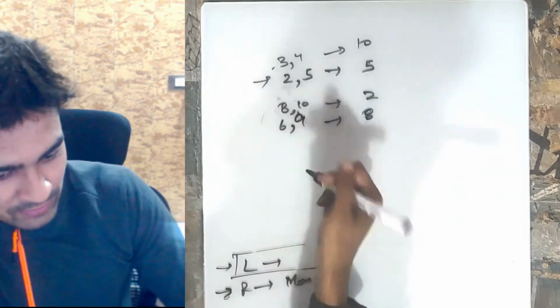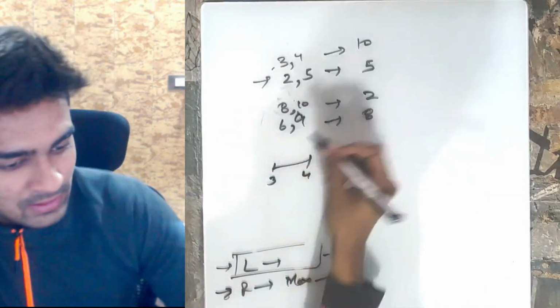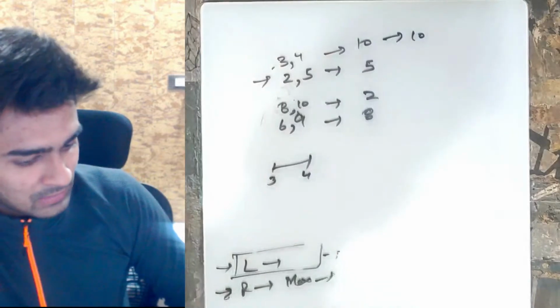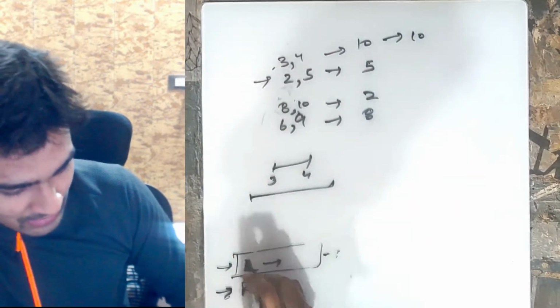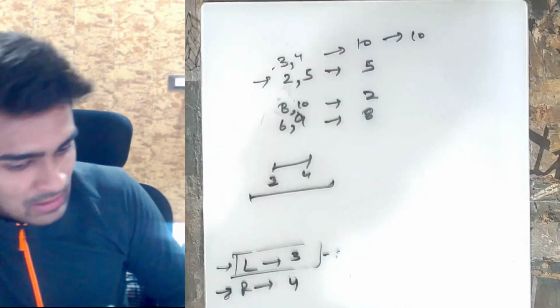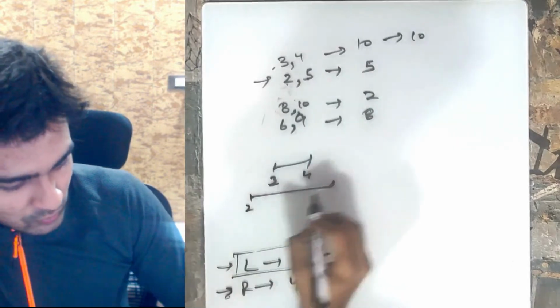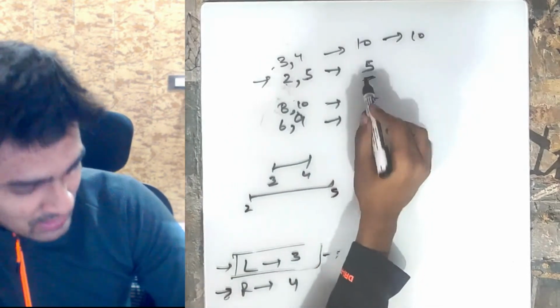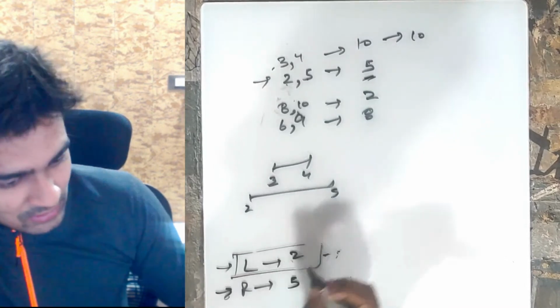Okay, the very first interval comes in 3 to 4. We say this is the only interval we have, and hence the answer for this one will be 10. Okay, the next interval comes in which says, okay, our L right now becomes 3 and R right now becomes 4. Now we say that the next interval is 2, 5. So we have 2, 5 and the cost of this one is 5. Now we say that our L is also changed, our R is also changed, and the answer for this one becomes 5.